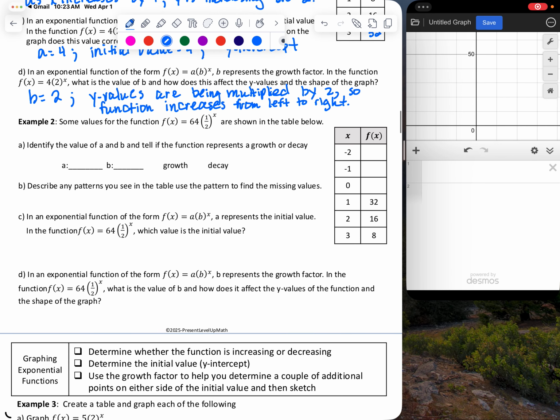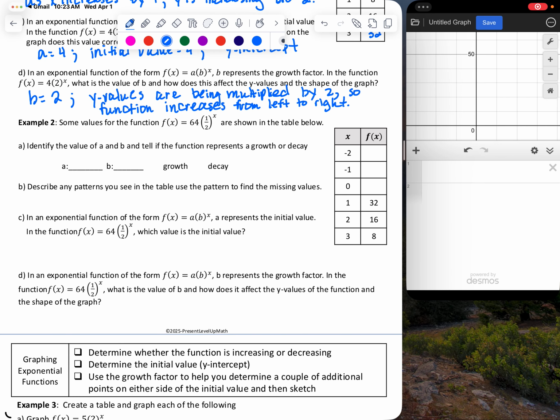All right, example 2. Some values for the function f of x equals 64 times 1/2 to the x power are shown in the table below. Identify the values of a and b and tell if the function represents a growth or decay. So here our a value is 64. Our b value, or the base of this function, is 1/2. Now, because this base is between 0 and 1, we know this function is going to decay, or decrease, from left to right.